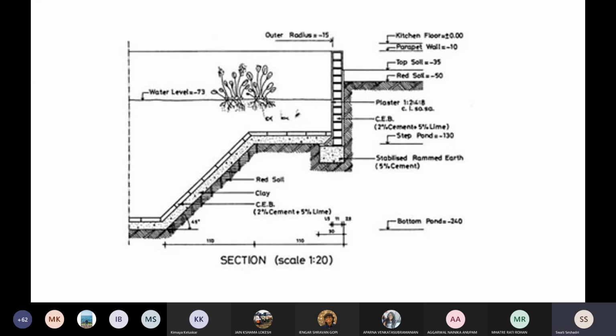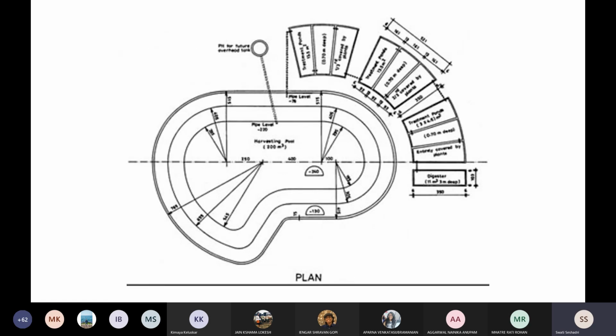So this is a section which is showing you the cascading or constructed wetland system. Sometimes you're creating a wall at one edge, and you can also close it at the bottom, and then you will have your planting happening at the upper level. So this is another section of the constructed wetland from this project.